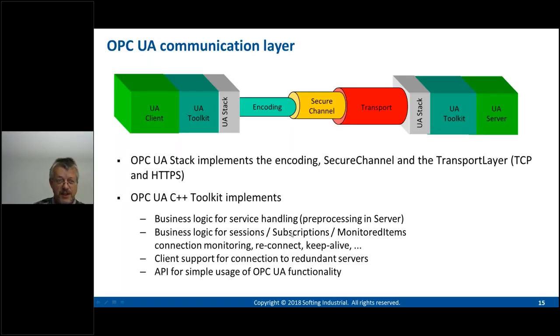So the C++ toolkit, or almost all toolkits, are implemented in that way that we use the stack which implements the encoding, the secure channel handling, and the transport. That's the gray box. And then the UA toolkit, both client and server side. And this toolkit implements loads of the business logic for service handling. Some pre-processing in server, business logic for sessions, subscriptions, monitored items, and so on. And as well, support for clients to connect to redundant servers. And obviously the API to simplify the usage of UA in general.